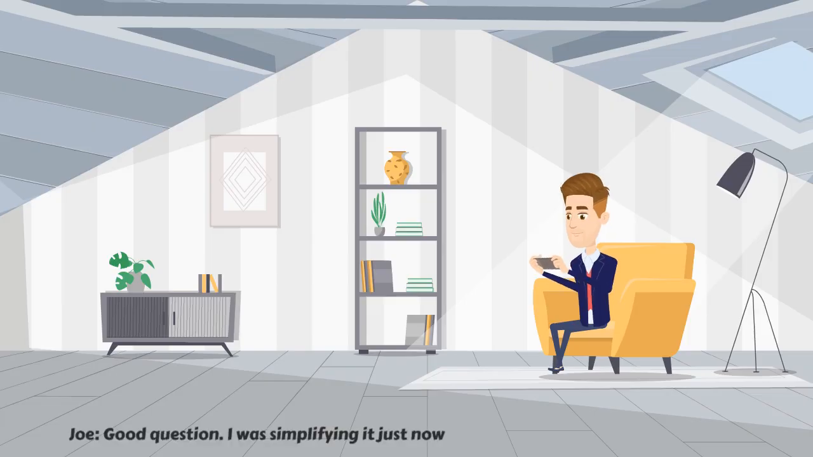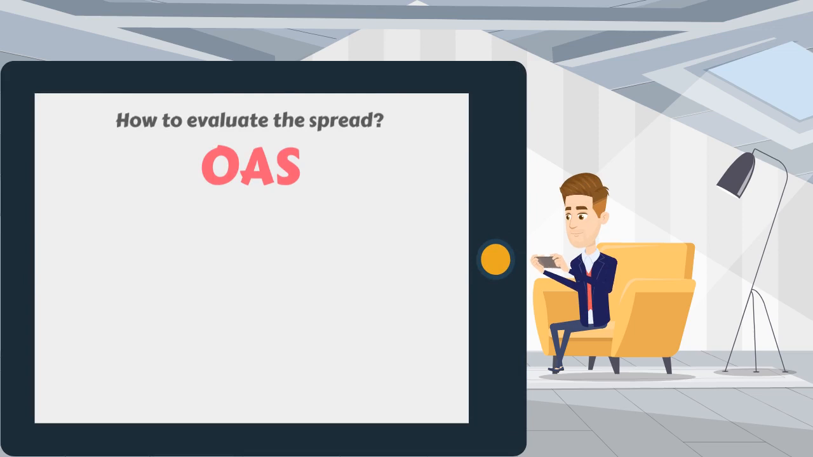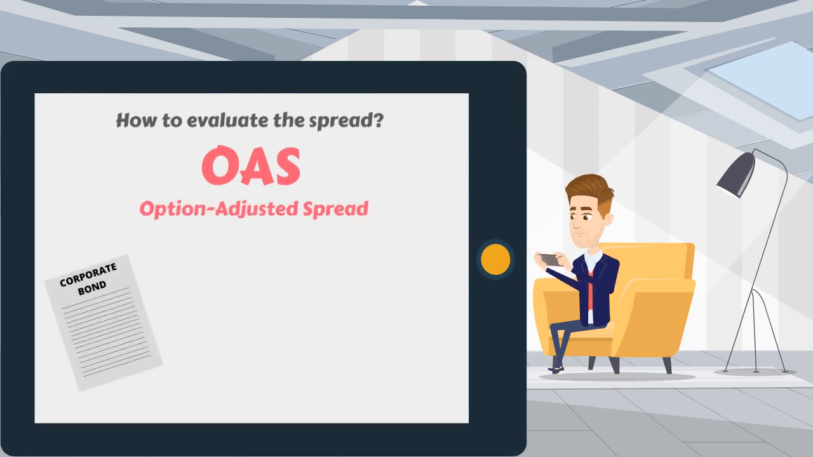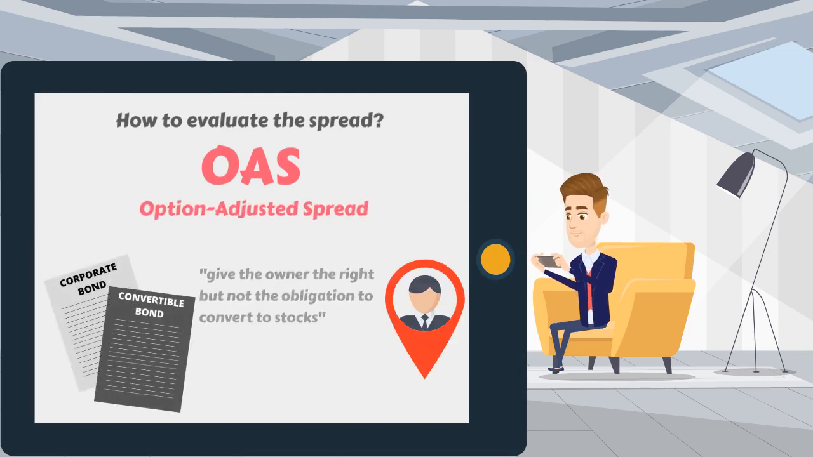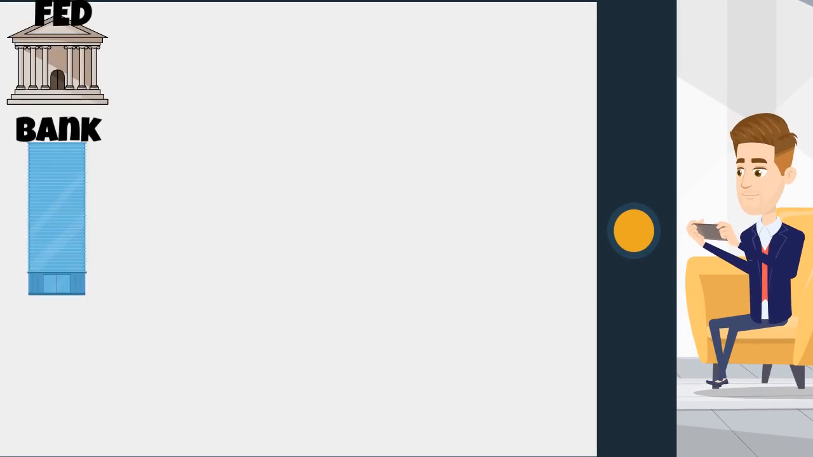Good question. I was simplifying it just now. The proper way to evaluate the spread is to look for the OAS, or option-adjusted spread, because some corporate bonds are issued as convertibles, which give the owner the right but not the obligation to convert to stocks. You get this OAS from top-tier research firms or banks.